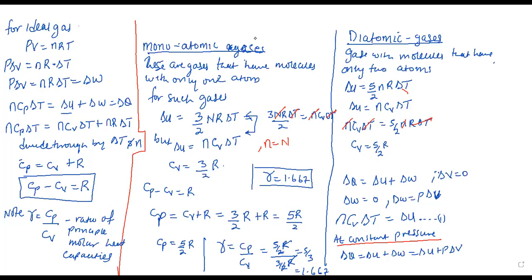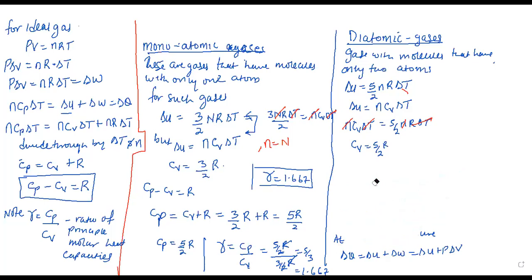Having attained Cv as 5/2 R, they can ask you to show that gamma is 1.667 for a monatomic molecule, or to show that gamma is 1.4 for diatomic gases. For this case, Cp, remember, is the same as Cv plus R, which is 5/2 R plus big R, which will give us 7R over 2.